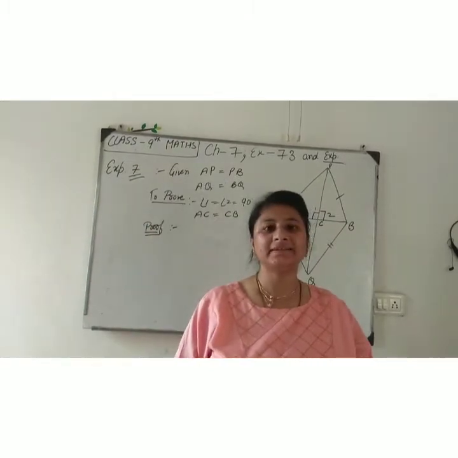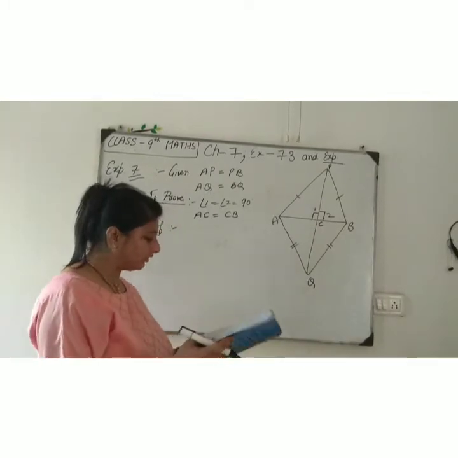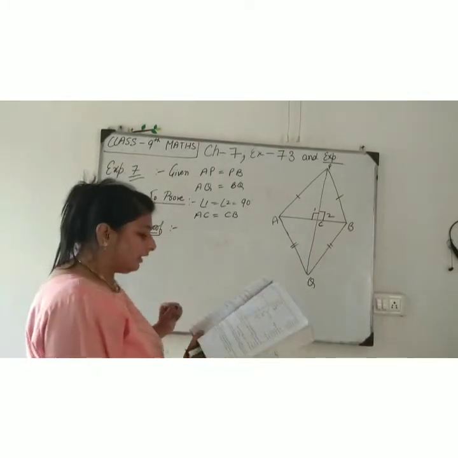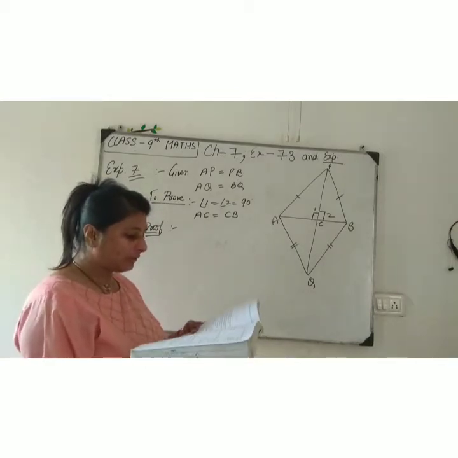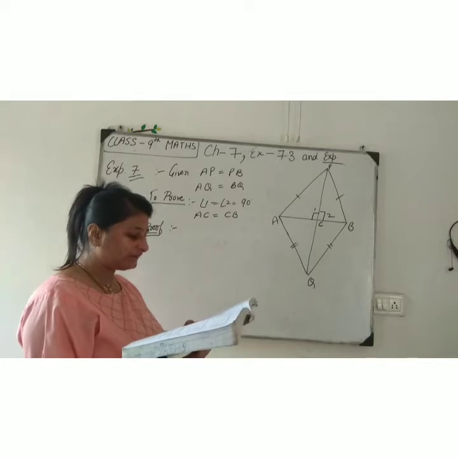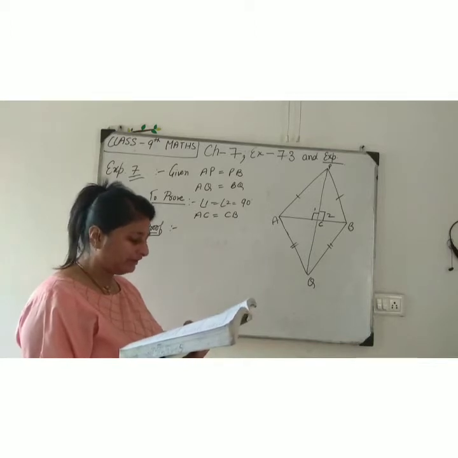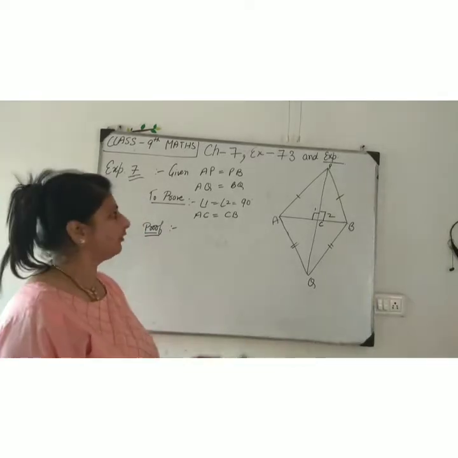Today we start the next exercise, 7.3, with examples. Now start from example number 7. AB is a line segment, and P and Q are points on opposite sides of AB such that each of them is at an equal distance from points A and B. Show that the line PQ is the perpendicular bisector of AB.